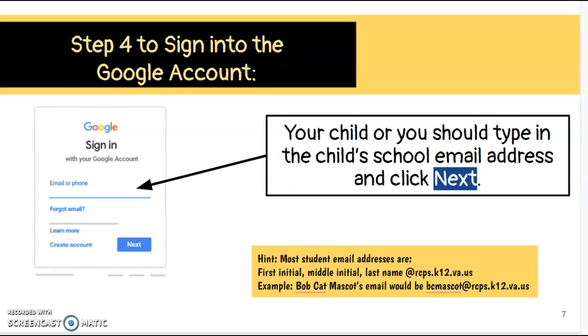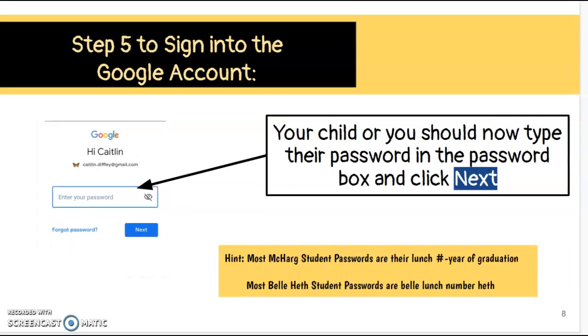Step 5. Now your child or you should type in their password into the password box and then click Next. Your child will be given their password, but here's a hint. Most McHarg student passwords are their lunch number, hyphen, and the last 2 digits of their year of graduation. Most Bell Heath student passwords are Bell, their lunch number, and Heath.